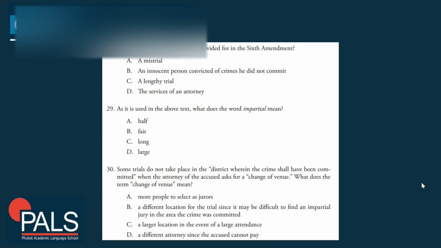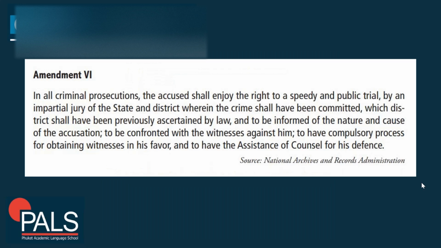30 asks, some trials do not take place in the district wherein the crime shall have been committed. When the attorney of an accused asks for a change of venue, what does the term change of venue mean? Now, you may not know what venue means. That's not a problem. You can go back and look at the text. It would be right above you when you're taking the test. Try to find change of venue.